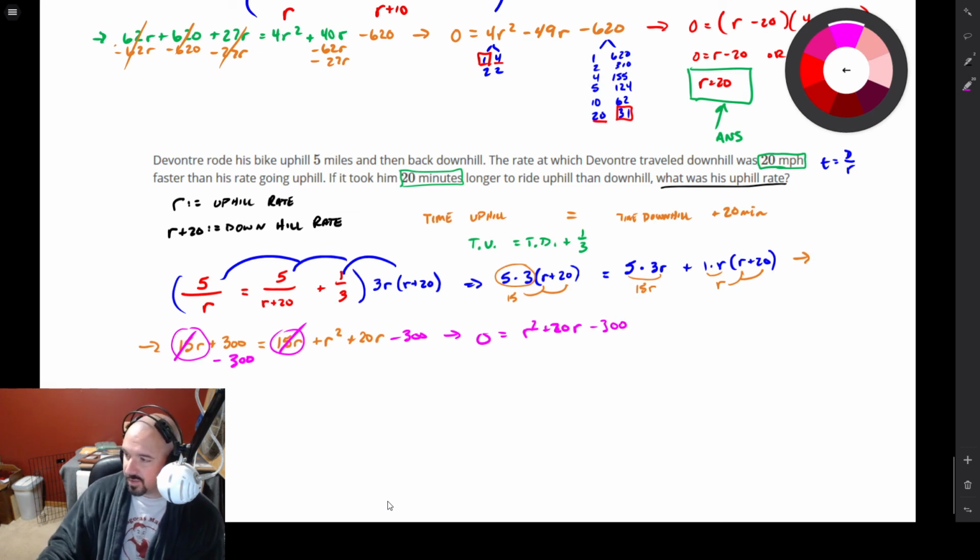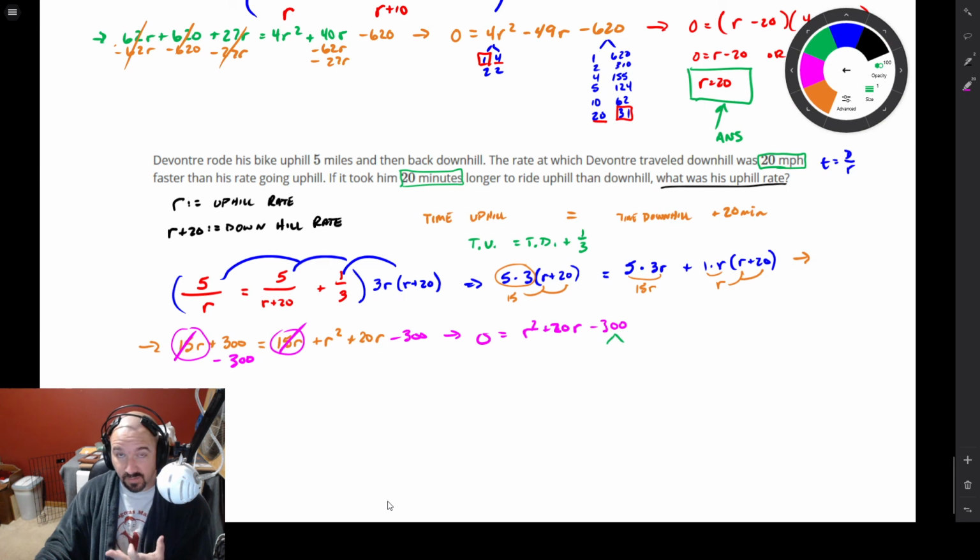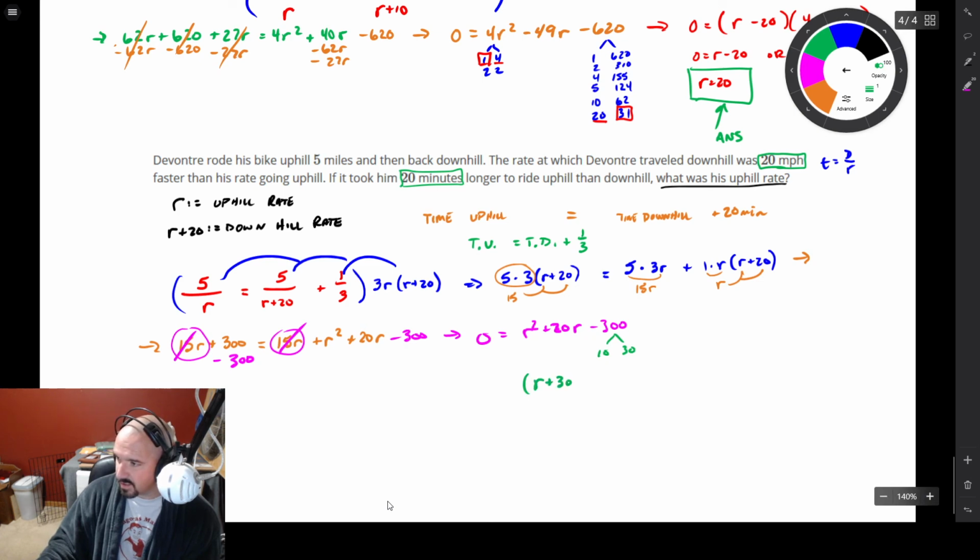And now I need two numbers that multiply to 300 that subtract to 20. That's not too bad, but it might take you a while to find it. I almost always start by dividing by 10 if there's a 0 at the end. That would give me 10 and 30. And if you notice, 30 minus 10 is 20. So it just turns out that I got lucky in my first guess. So that means that my 30 is positive, so r plus 30, because the larger of the two takes the positive. Their signs are different, so this is going to be r minus 10, and that equals 0.